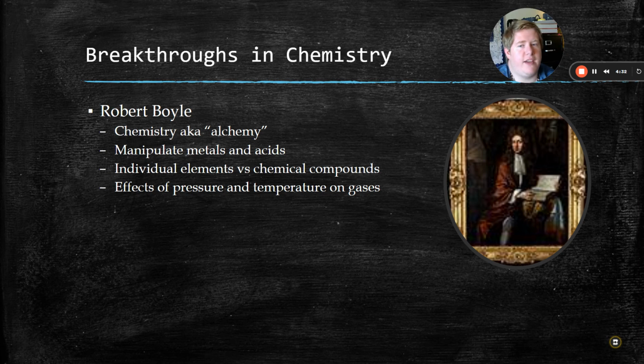Moving on to chemistry, we have Sir Robert Boyle. Chemistry was previously known by its original name, alchemy, basically the manipulation of metals and acids. This is the idea of individual elements versus chemical compounds, along with studying the effects of pressure and temperature on gases. Like I said, you'll talk a lot more about a lot of this stuff in physical science this year.